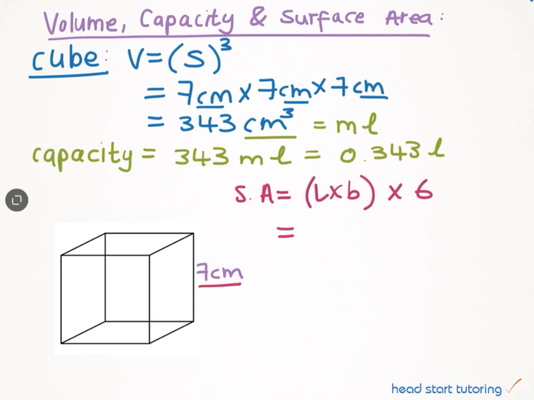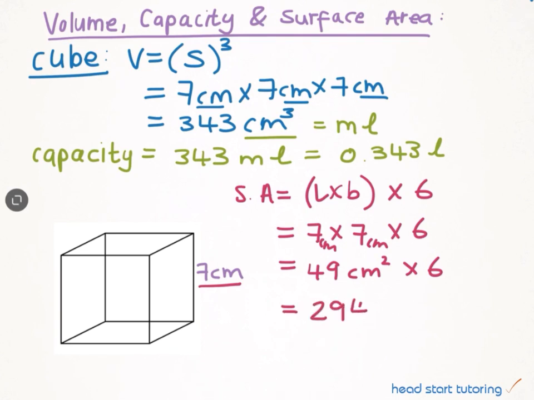So length times breadth is equal to 7 multiplied by 7. And then we multiply that by 6. So remember that your 7s are in centimeters. So 7 by 7 is 49, and then centimeters squared. If we multiply that by 6, we end up with an answer of 294 centimeters squared. So the surface area for this cube with sides of 7 centimeters is equal to 294 centimeters squared.